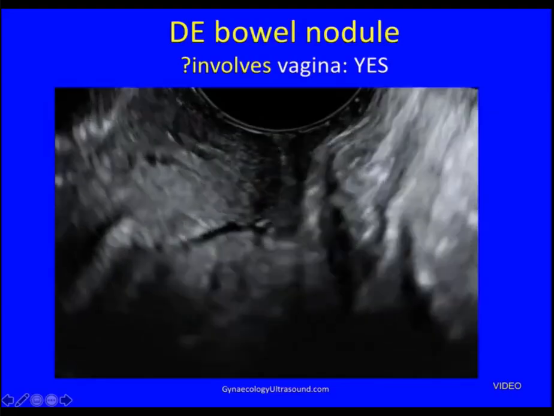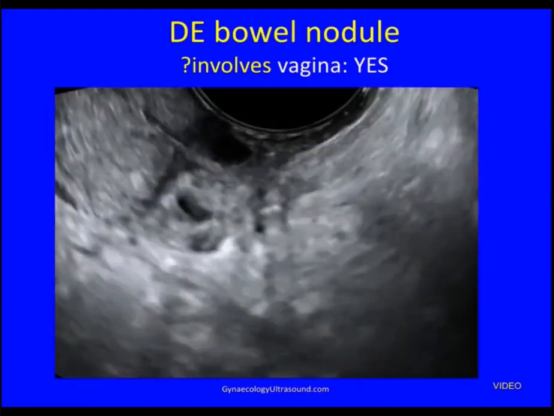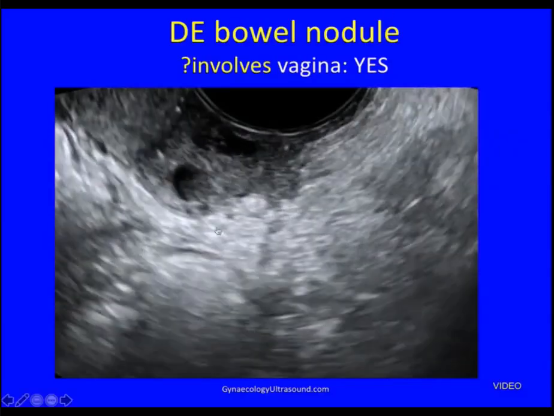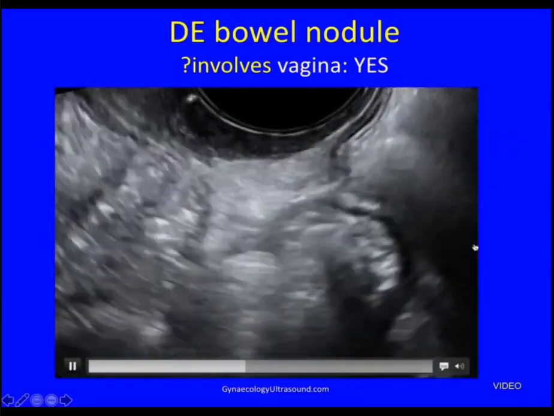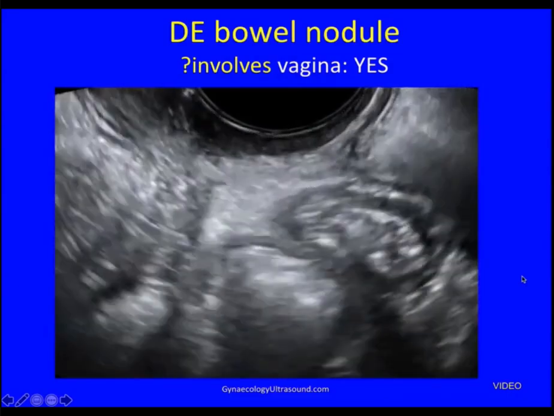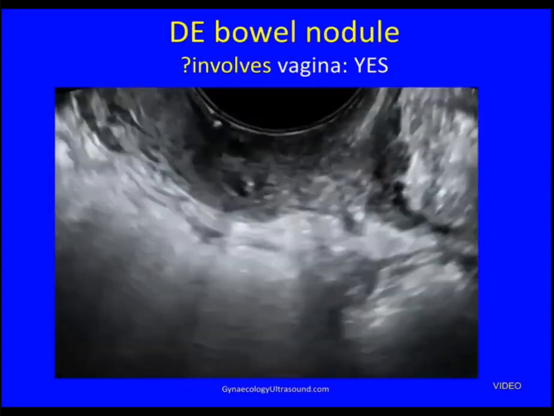But here's an example where the vagina is involved. So going into the posterior fornix, and there is that lump of deep endometriosis in the vagina, and there it is in the ligaments, and there it is in the bowel. So split it up, vagina, ligaments, bowel, and then you'll see what there is.